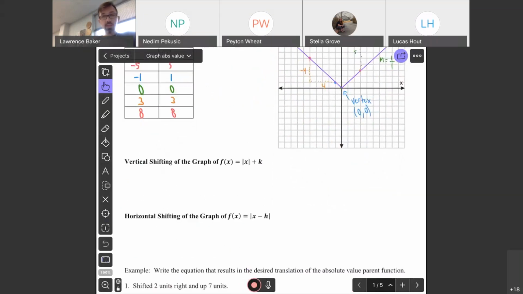All right, so if we want to take that parent function and shift it, we can shift it up and down, we can shift it left and right. We've talked about this before. We're going to start off with vertical shifting. Remember, that's when we add or subtract something onto the end of the problem, so absolute value plus k.